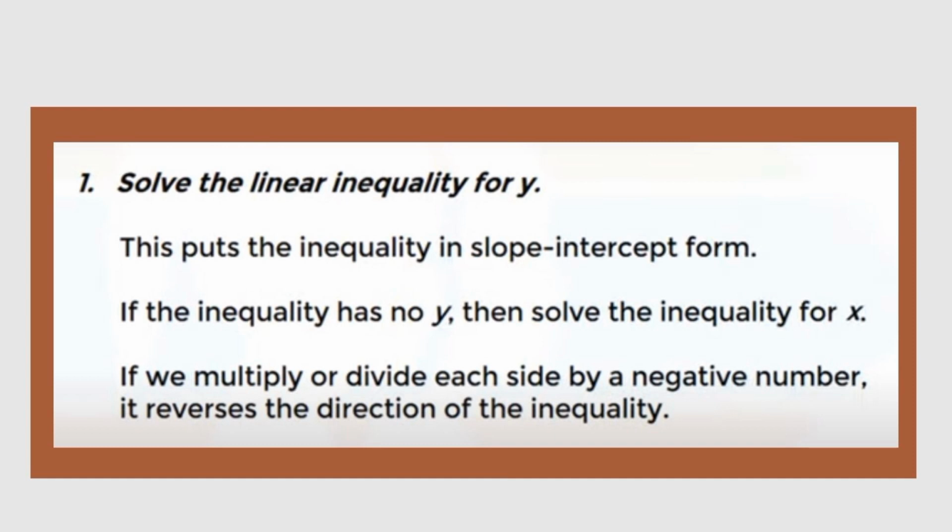If we multiply or divide each side by a negative number, it reverses the direction of the inequality. So if we multiply each side of the inequality by a negative number, it is reversed. It means it is flipped.